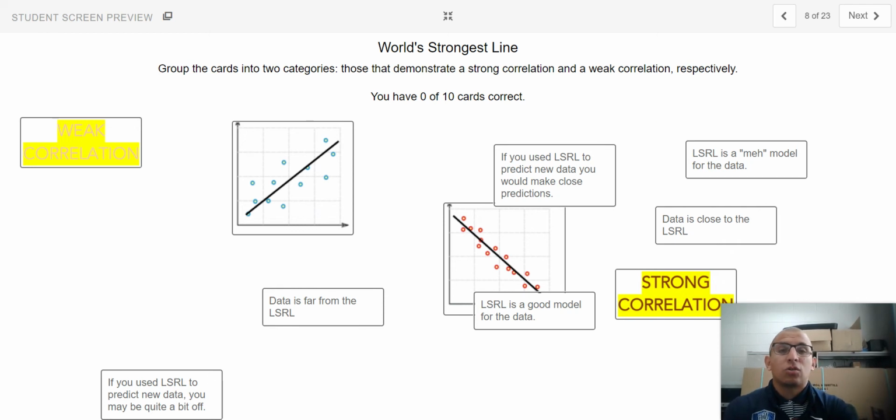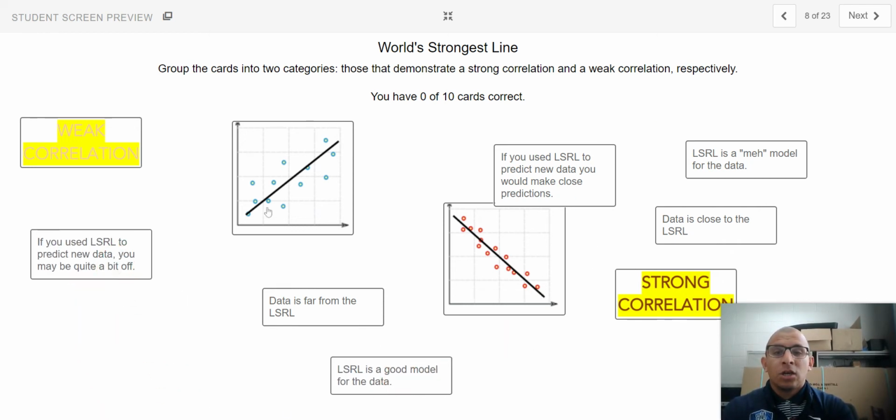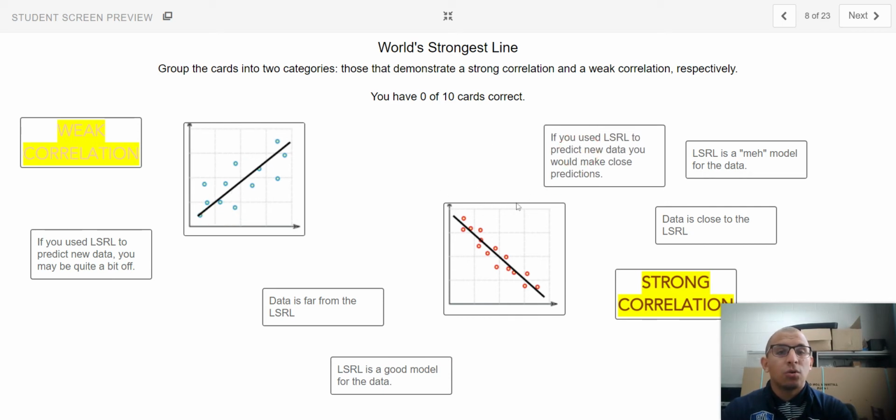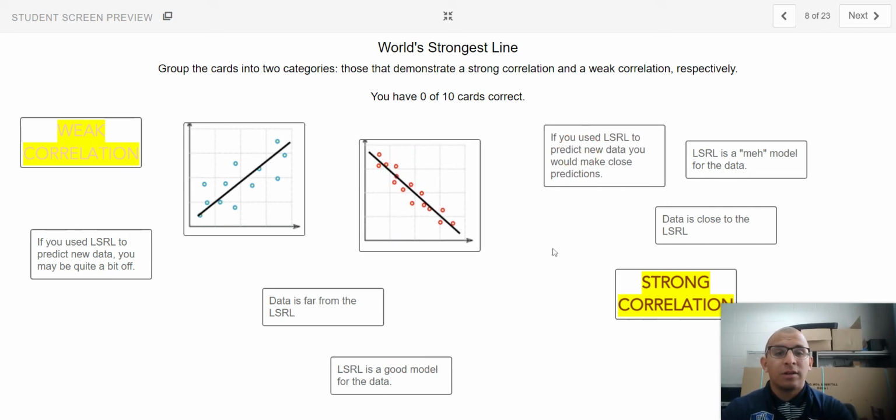In this particular card sort, I want you to take some time and group these cards accordingly based on whether or not there is a weak or a strong correlation. I do have an auto checker built into this slide, so you can see whether or not you are trending, no pun intended, in the right direction.